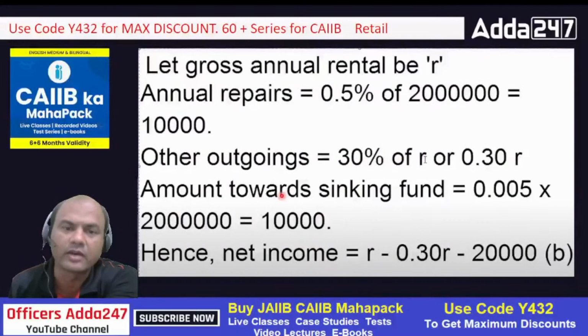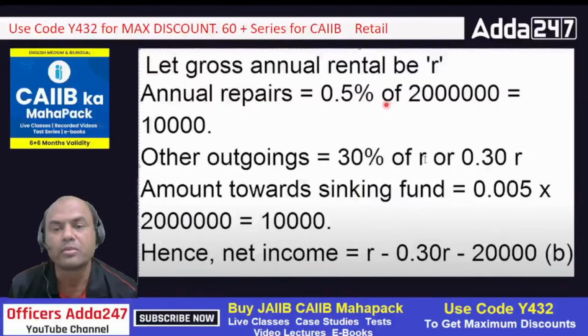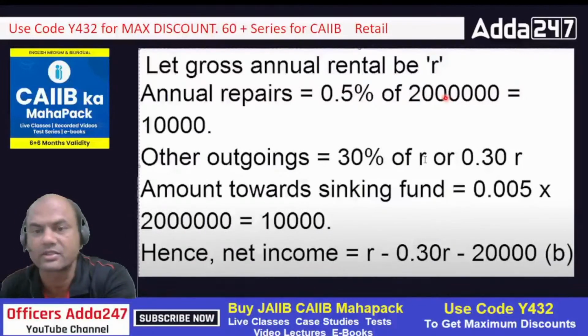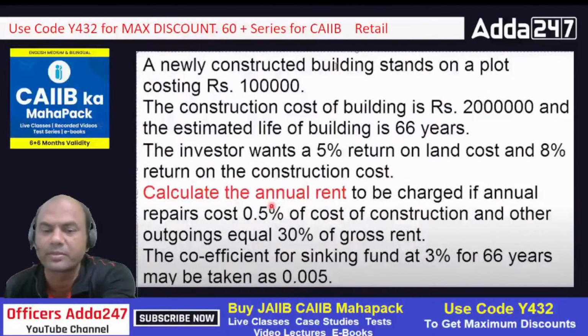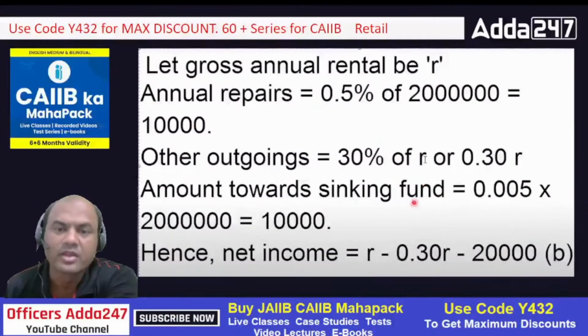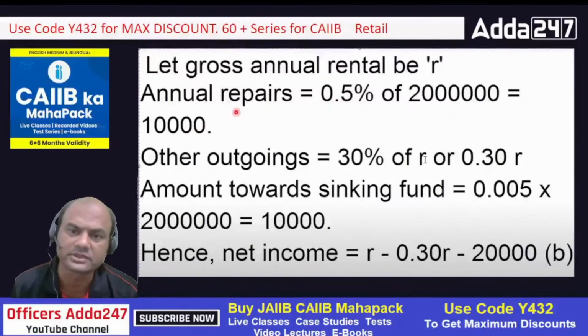Now, annual repairs is what? 0.5% of the construction cost. See, it's given over here on the cost of construction. So 0.5% on 20 lakhs, right? How much is it? 0.5 upon 100 into 20 lakhs. If you multiply this, it becomes 10,000. Correct? Everyone okay? 10,000.